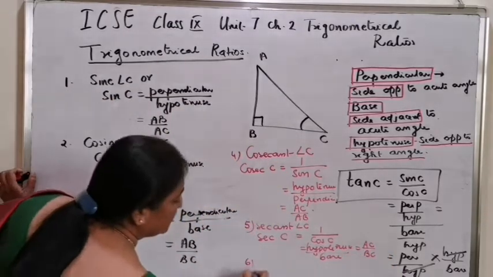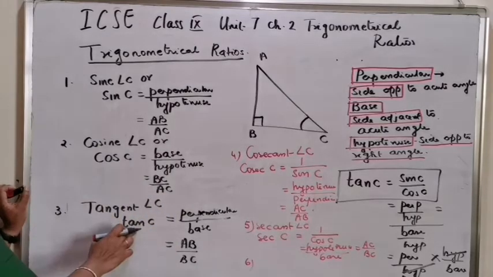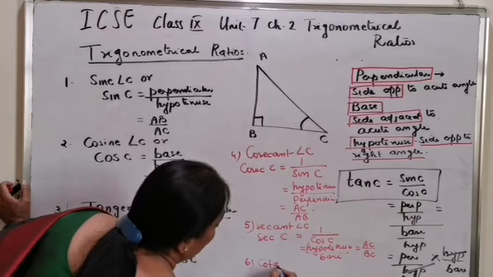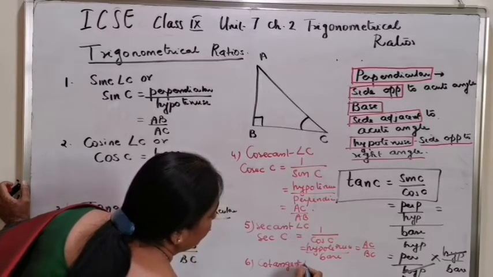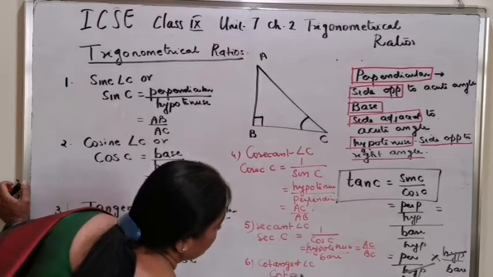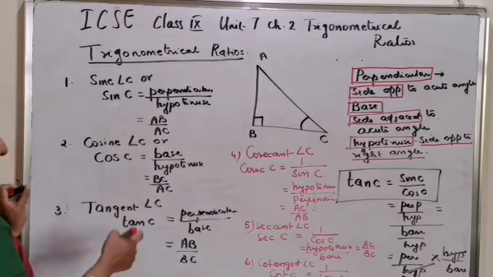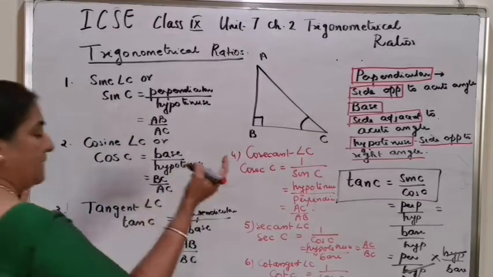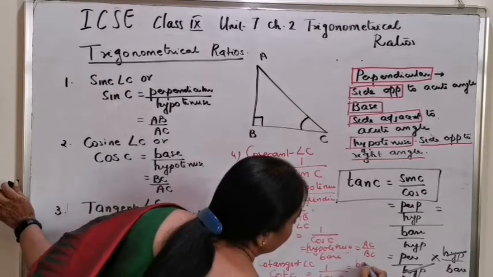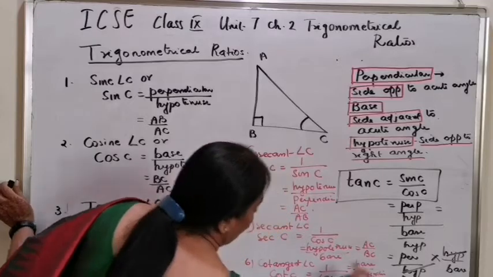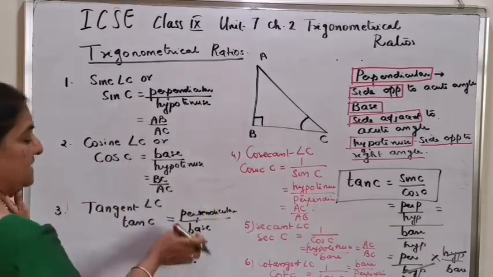The sixth ratio is reciprocal of the tangent ratio, that is named as cotangent C, or cot C is 1 by tan C, which is the same as base by perpendicular, or the sides are BC by AB.